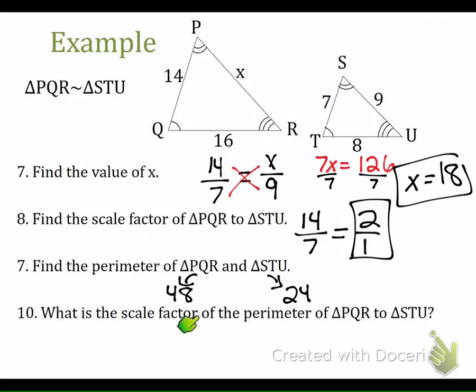Now it's saying what's the scale factor of their perimeters. You just wrote down that the scale factor of the perimeters is the same as the scale factor of the sides. But we can double check. So the perimeter of the first one was 48. The second one was 24. What does that reduce to? 2 over 1. It better reduce to the same thing or we've made a mistake somewhere in here.